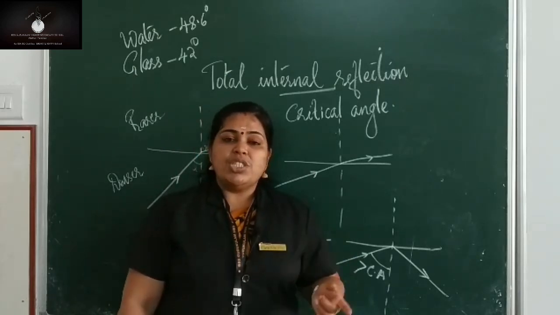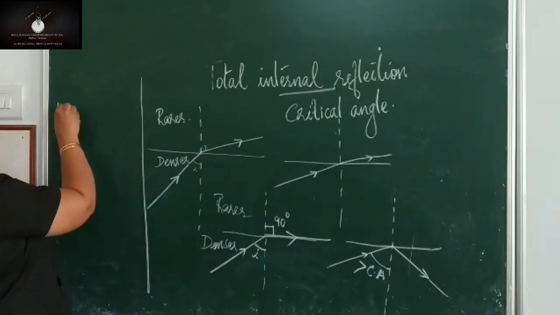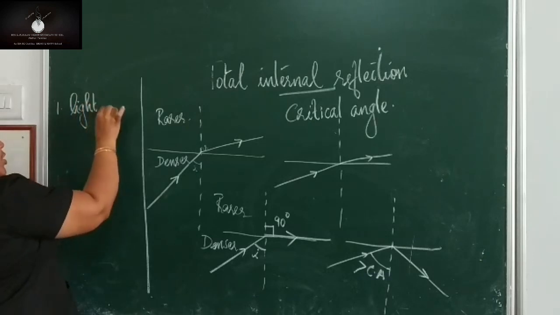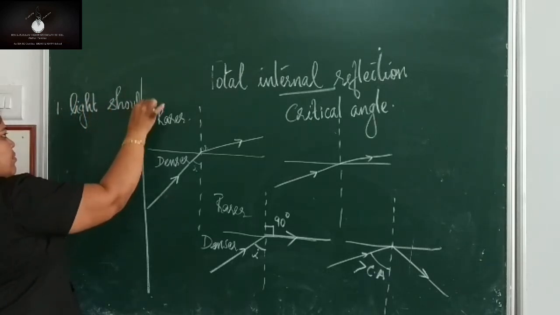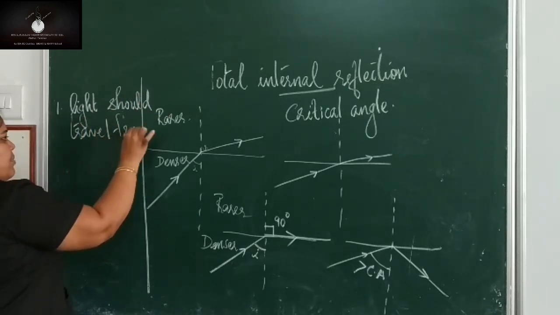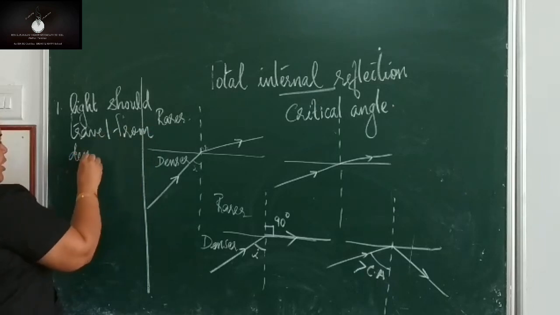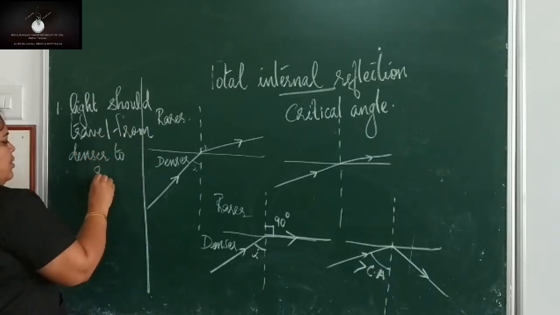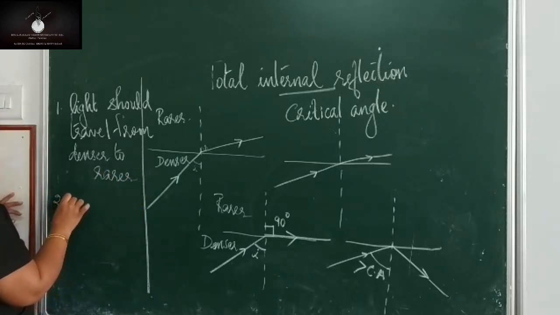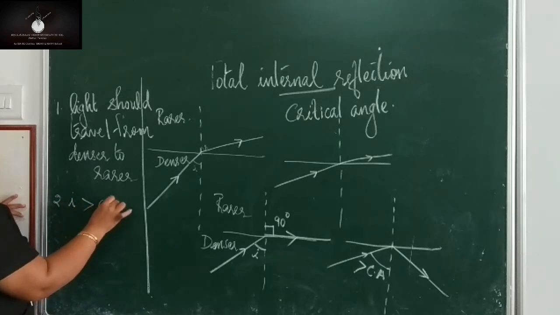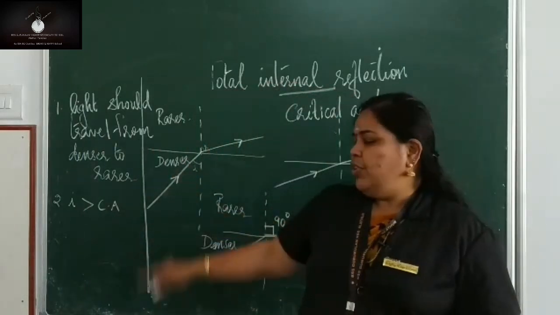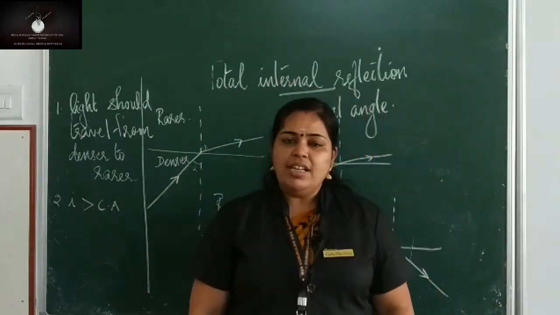Clear? So what is the condition for total internal reflection? The light ray should travel from denser to rarer medium. That is the first condition. And the second condition: the angle of incidence should be greater than the critical angle. If these two conditions are met, that phenomenon is known as total internal reflection.